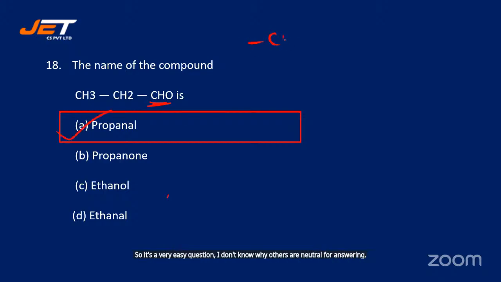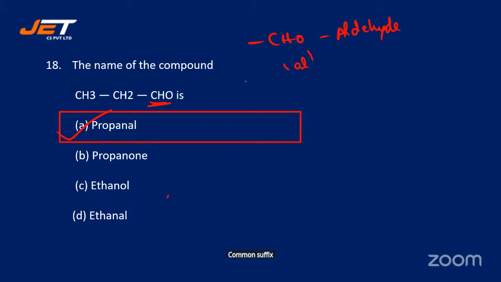CHO represents the aldehyde functional group. Whenever it is an aldehyde functional group, the suffix is -al. So propanal is the name of the compound. Why? Because whenever the functional group contains carbon, we also have to count this carbon. So 1, 2, 3. There are 3 carbons. So the root word will be prop, not eth.